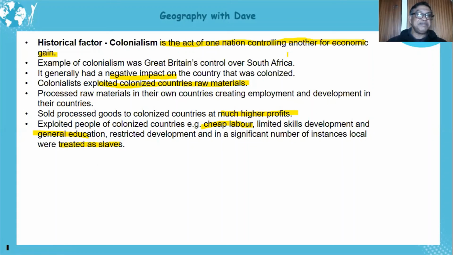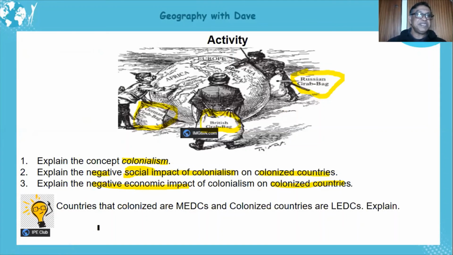Let's go back. Right. This is something to think about. All right. A general comment. Countries that colonized are MEDCs. Colonized countries are LEDCs. All right. Remember that countries that colonized are MEDCs. Okay, now, and colonized countries are LEDCs. Okay, in general, obviously. Explain this.